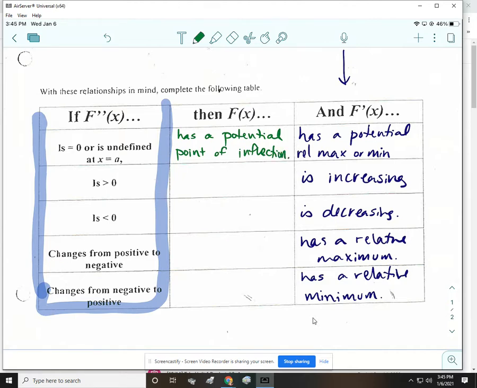so the relationships between the second derivative and the original function have to do with the concavity. So this column should be about concavity, points of inflection. So if f double prime, the second derivative, is positive, then the original function is concave up. If the second derivative is negative, f of x is concave down.